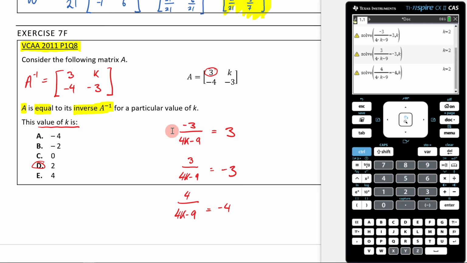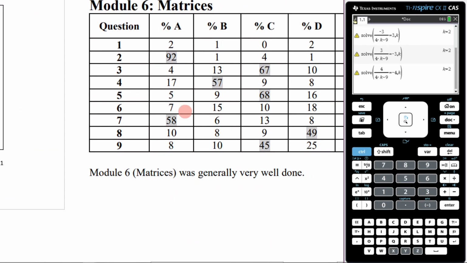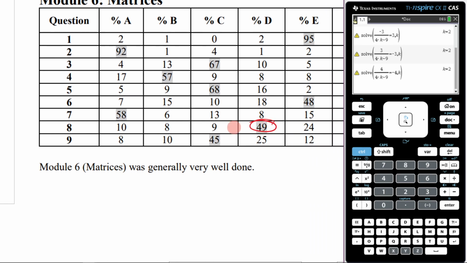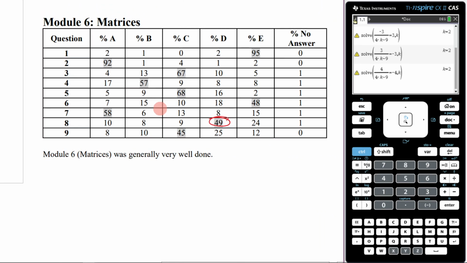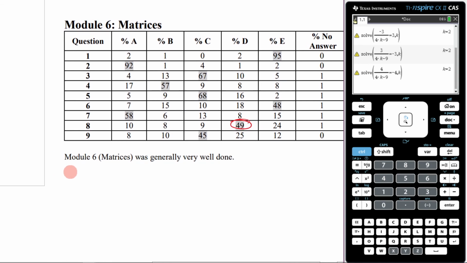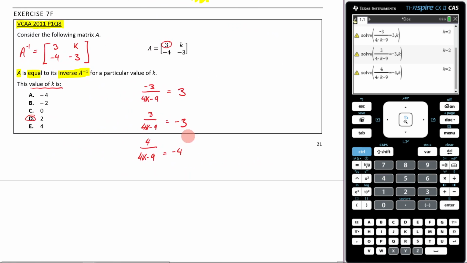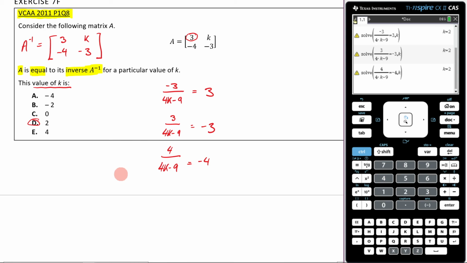A bit of a tricky question here. Hopefully you found this understandable. Looking at the examiner's report here, this was question 8. You can see that 50% of the state got this one correct. So you just need to make sure that you reach out to me if you think this one is a bit tricky and we can have a chat about it. But that is how you would approach this question.